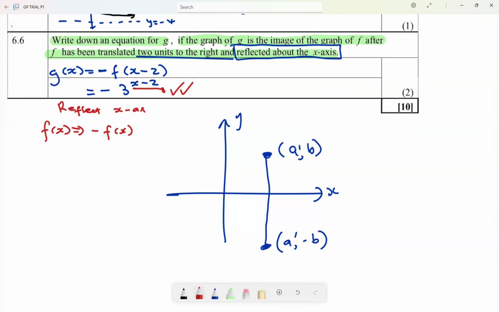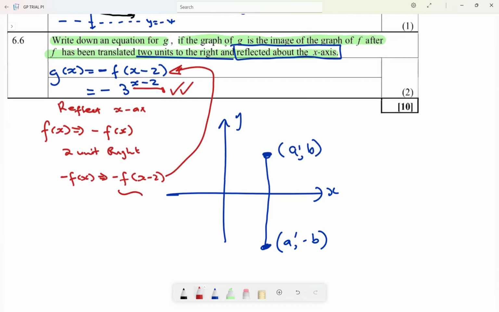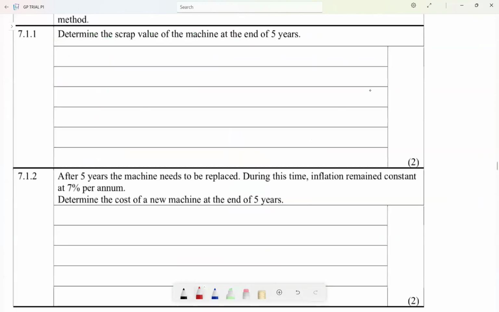Okay, and then they do what? Translate 2 units to the right. 2 units right is going to be, already we have negative f of x. So 2 units to the right is going to be negative f, and then x minus 2. Hence now what we have there is g of x. Good. This should be fairly beautiful.